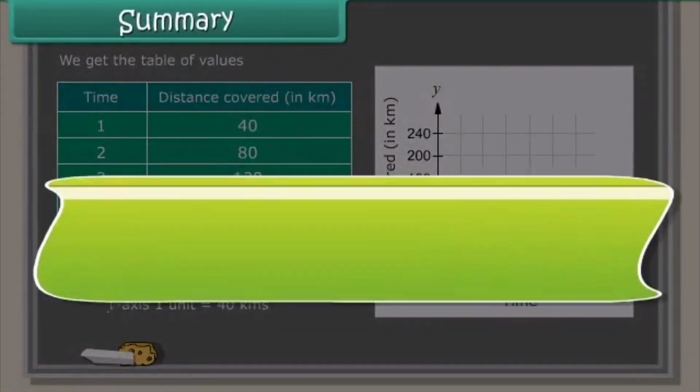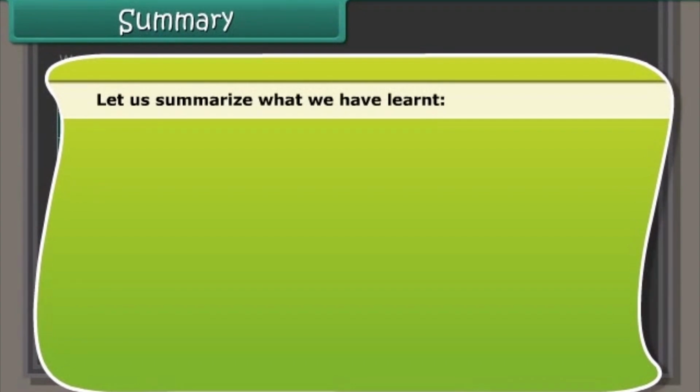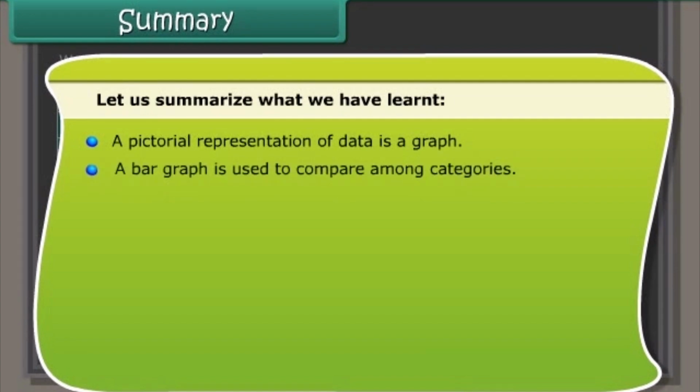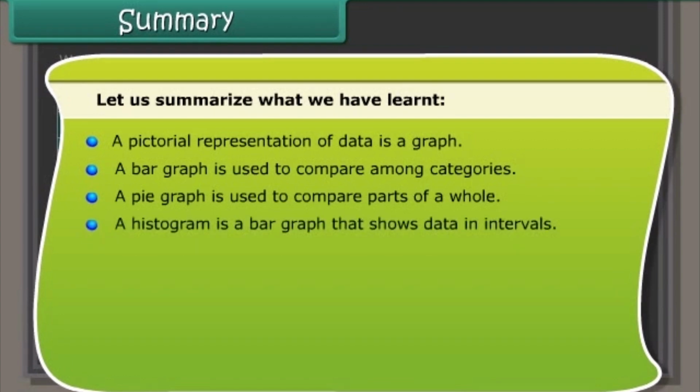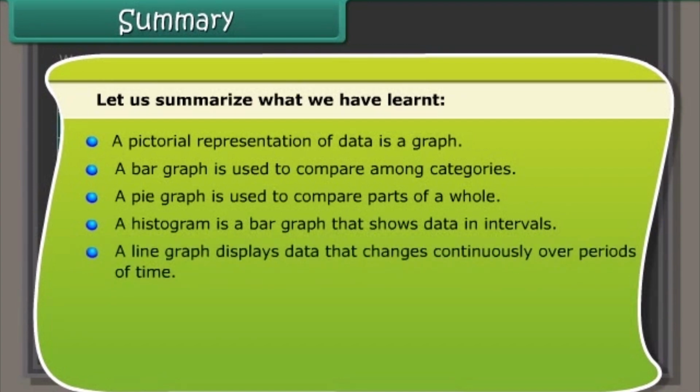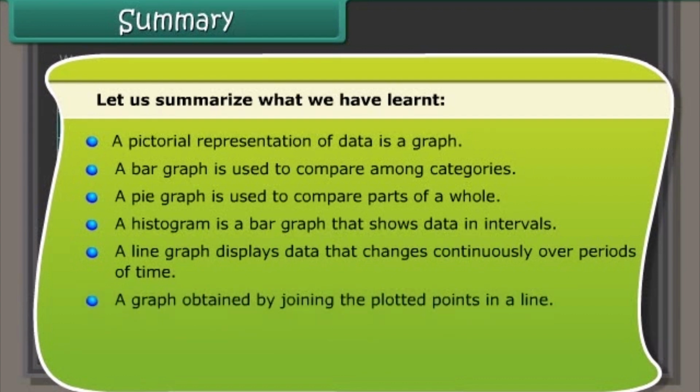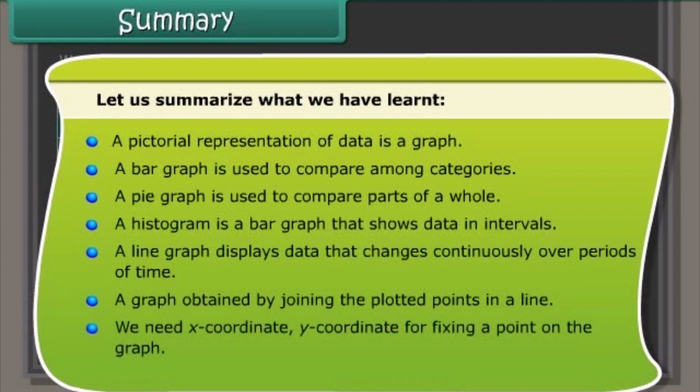Summary. Let us summarize what we have learned. A pictorial representation of data is a graph. A bar graph is used to compare among categories. A pie graph is used to compare parts of a whole. A histogram is a bar graph that shows data in intervals. A line graph displays data that changes continuously over periods of time. A graph obtained by joining the plotted points in a line is a linear graph. We need the x-coordinate and y-coordinate for fixing a point on the graph. We can show direct variation through a line graph.